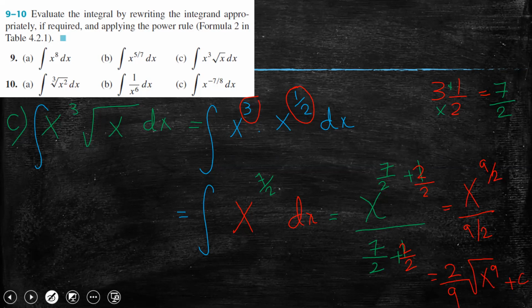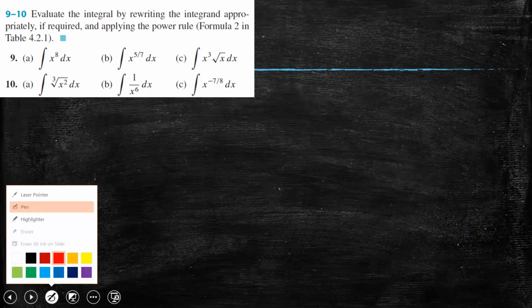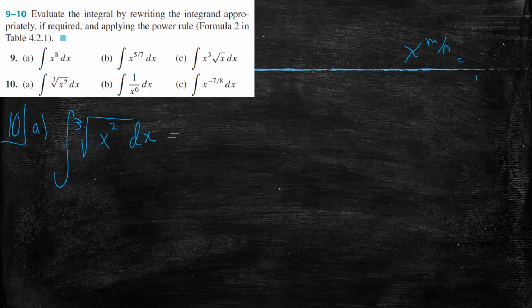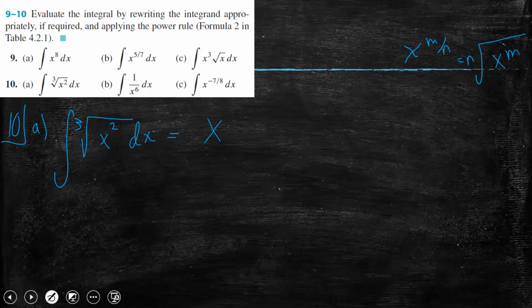Let's solve now 10a. The integration of cubic root of x squared dx is, here now, how can I write it? I told you x to the power m over n is the nth root of x to the power m. Here I want to do the opposite, the converse. What do I have to do? x to the power what? 2 over 3 or 3 over 2? 2 over 3.